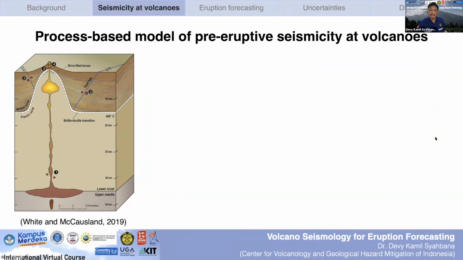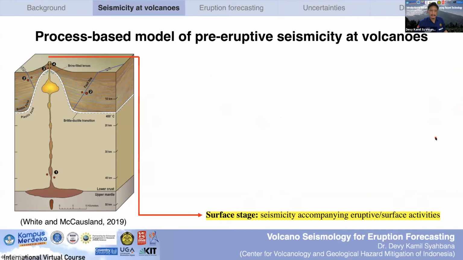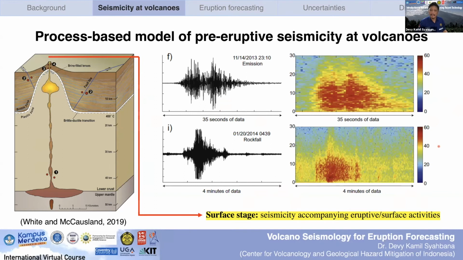Okay, and then the surface stage is seismicity accompanying eruptive or surface activities. It can be in the form of emission. How does the eruption look? It's like a bigger version of the emission. I only show you the example of emission, because if I showed you the example of explosion, then all of this spectrogram will be red.